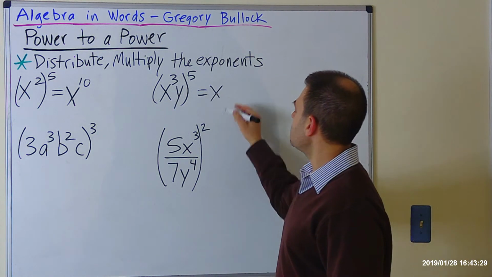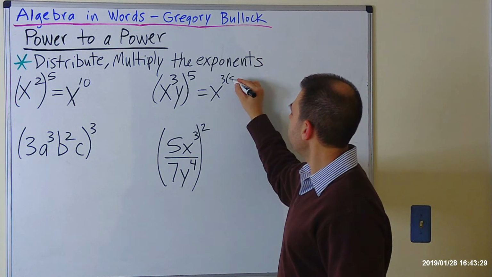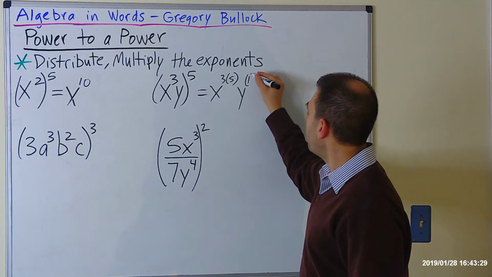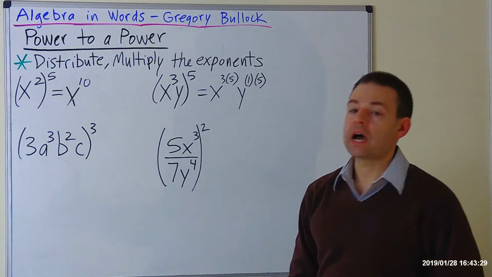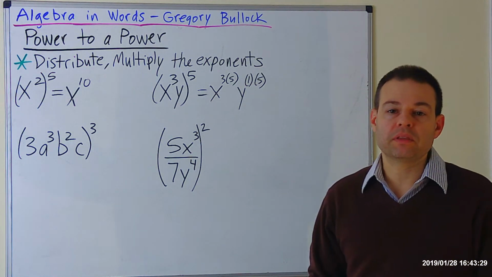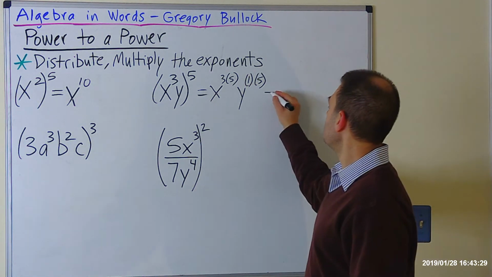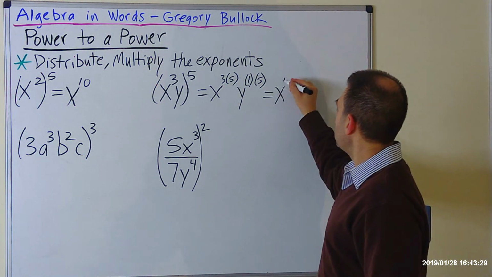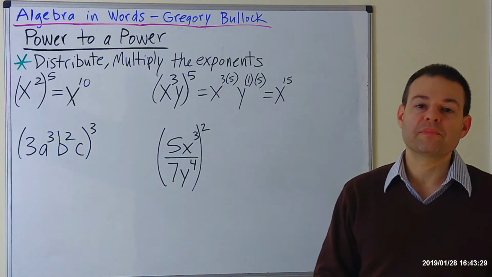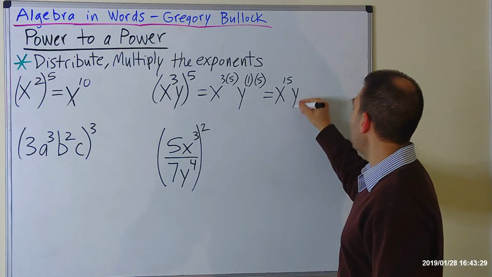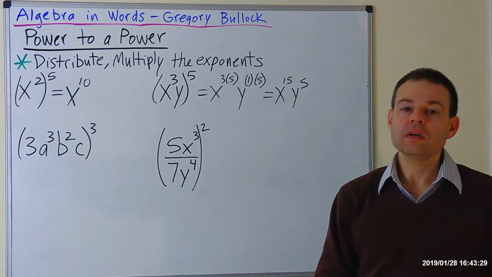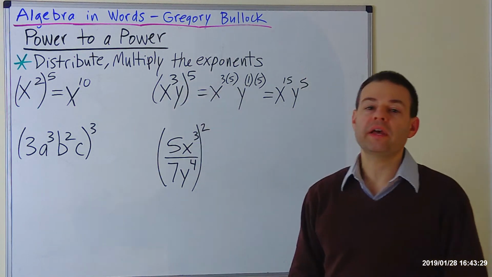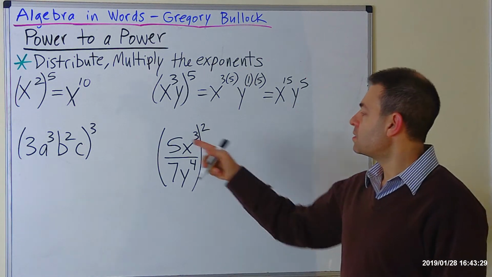And I'm going to write those steps out. So it's going to look like 3 times 5, and then y to the 1 times 5. And now we're just going to complete this by multiplying the exponents. 3 times 5 is 15. That's going to make x to the power of 15. And 1 times 5 is 5, making y to the 5th. So that's all there is to that. To summarize that, distribute the exponent and multiply the exponent. Let's look at the next one.